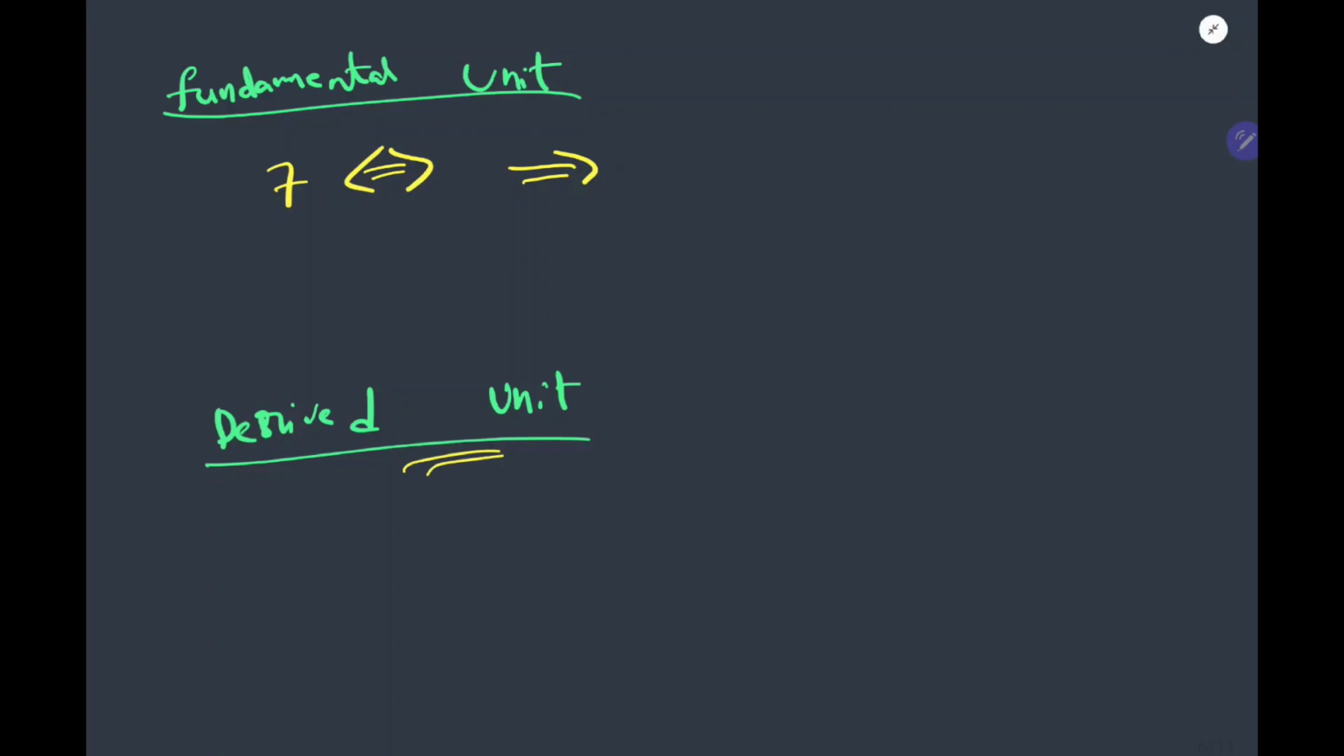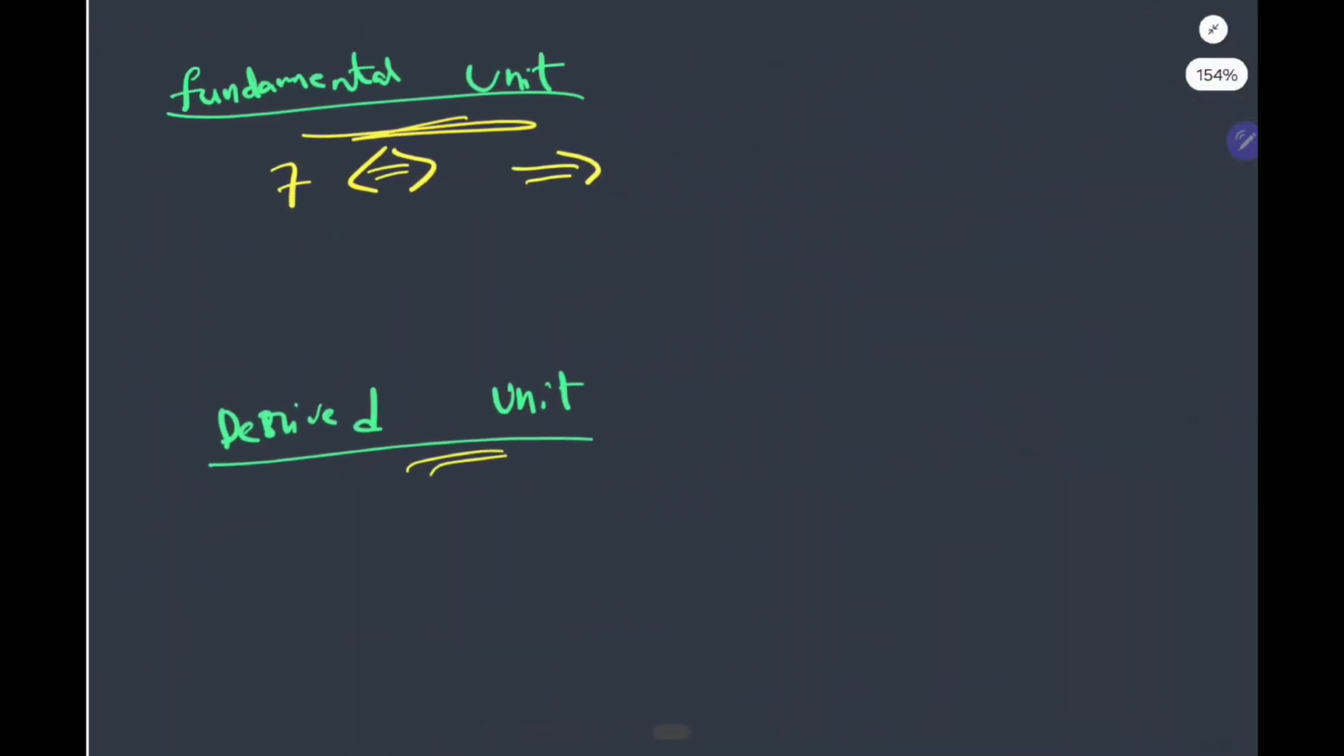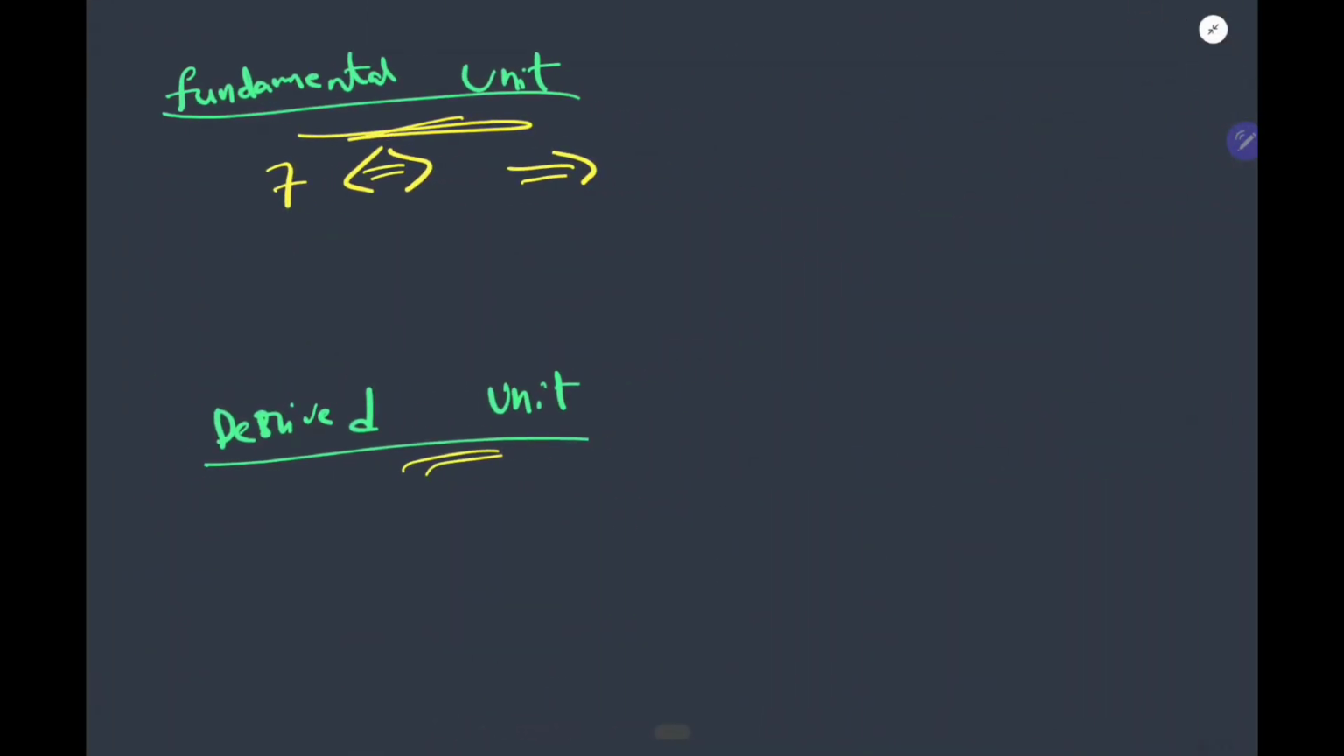Before deriving, I will introduce the fundamental units of the SI system. They are mass, meter, kg, second, ampere, Kelvin, mole, candela. With these 7 fundamental units we can produce n number of things. For example, for area, what is the unit? We often use area as meter square, 10 meter square, 30 meter square. How does this unit meter square come?